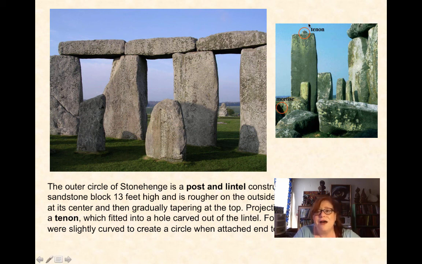And then at the top, you have a little bulge called a tenon, and then on the underside of the cap, which would be right about here, you have a little niche carved out, a mortise, so that it fits on top of the tenon. And then for the outer wall, the lintels were slightly curved to create a circle when they were attached end to end.